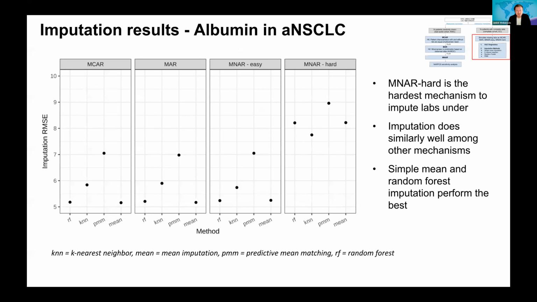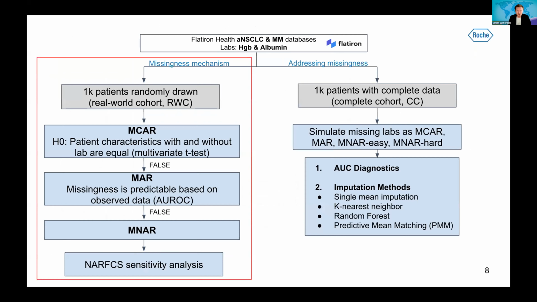Comparing the root mean squared error between imputed and the true lab values, we observed that overall the MNAR-hard mechanism was the hardest mechanism to impute labs under. But among all other mechanisms, the same patterns in terms of imputation performance were observed. And generally, a random forest-based imputation model and a k-nearest neighbor imputation model performed best from what we observed in both disease areas. But we also observed a good performance of a simple mean imputation approach, which may be an artifact of the approximate normal distribution that we observed in the exemplary labs in the cohorts that we were drawing.